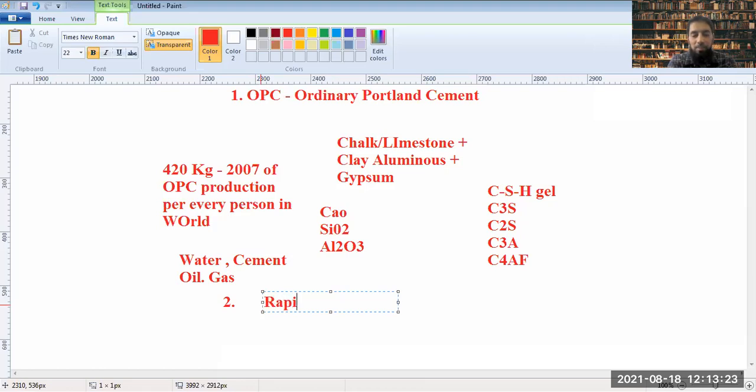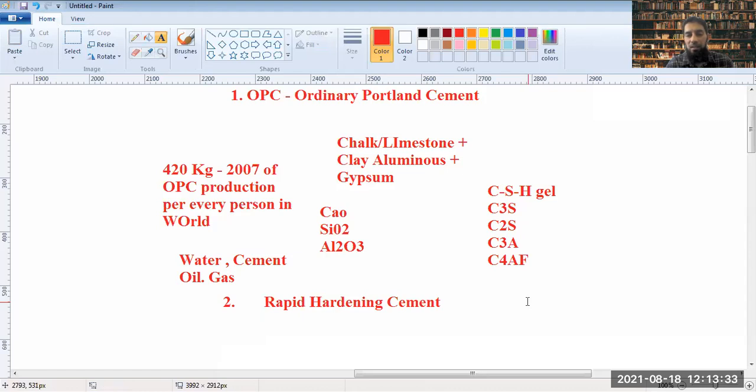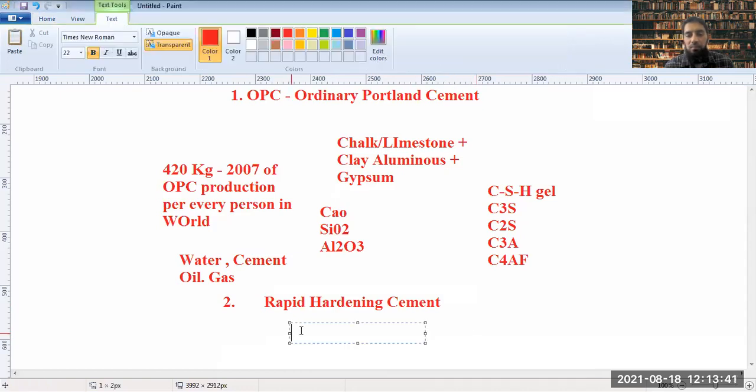Next comes the rapid hardening cement. Now, what is rapid hardening cement? The name itself suggests it's rapid and hardening. Not rapid setting, it's rapid hardening. Rapid setting would be quickly setting, but this is rapid hardening. That means it will harden quickly, and the strength achieved would be quicker.